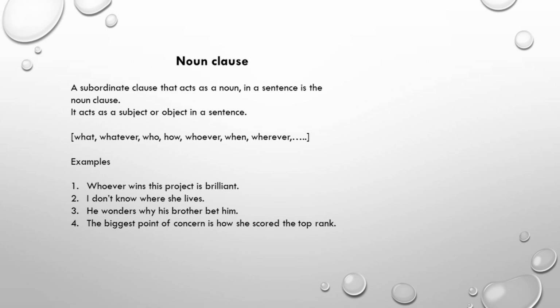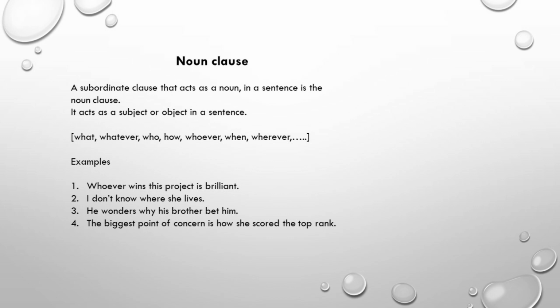The second one is I don't know where she lives. In the example, where she lives is the noun clause. The reason is where she lives is acting as the object in this sentence and it answers the question what. I don't know what and the answer will be where she lives and that is why this is also a noun clause.